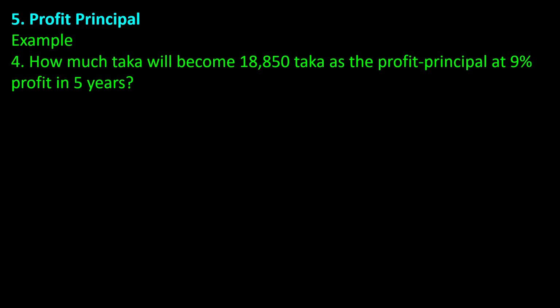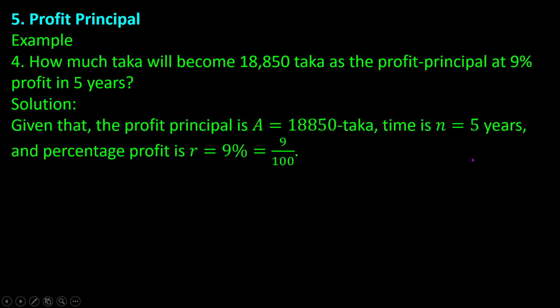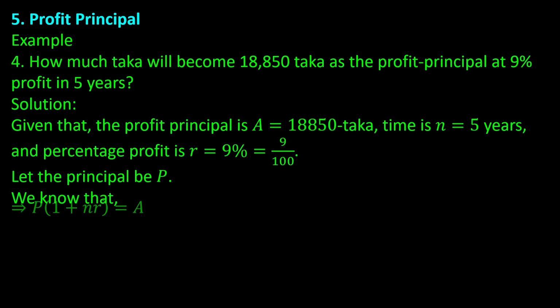Dear students, let's have a look at the next example. In this example, we see that how much taka will become 18,850 taka as the profit principal at 9% profit in 5 years. Dear students, from the question we get that the profit principal is A equals 18,850 taka, time is n equals 5 years, and the percentage profit is R equals 9%, that means 9 by 100. We have to determine the principal here.